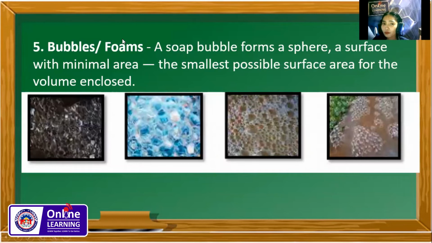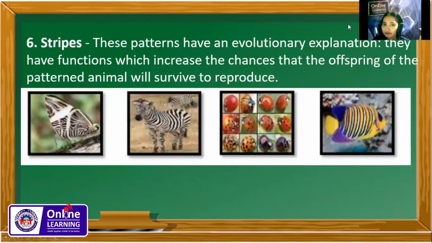Then, next, bubbles or foams. A soap bubble forms a sphere, a surface with minimal area, the smallest possible surface area for the volume enclosed. So, that is it. Next, stripes. These patterns have an evolutionary explanation.